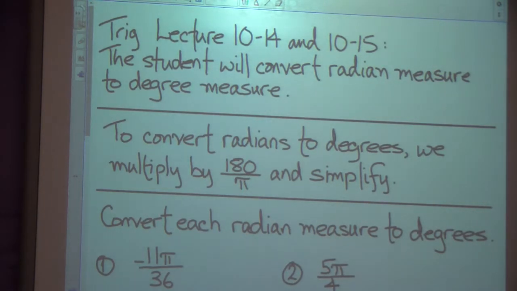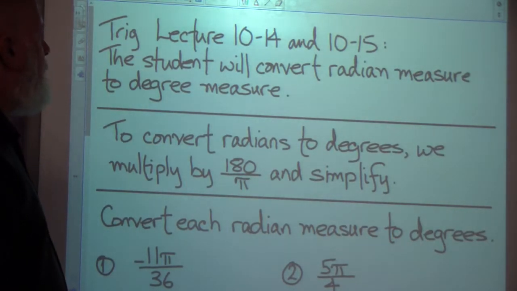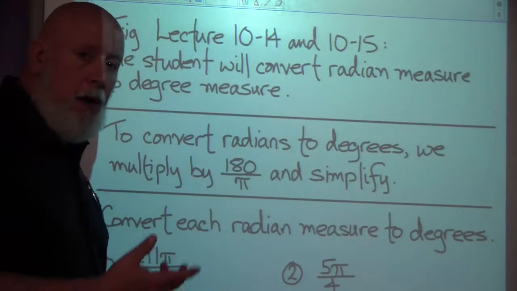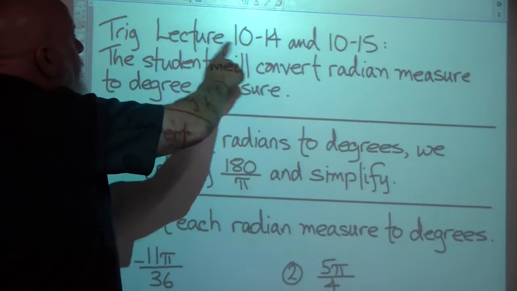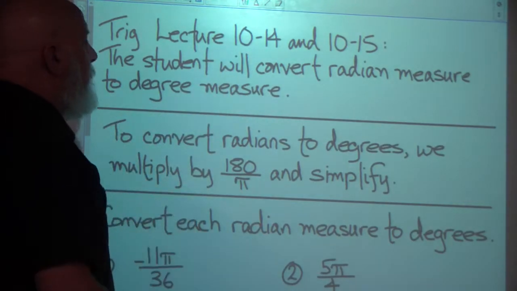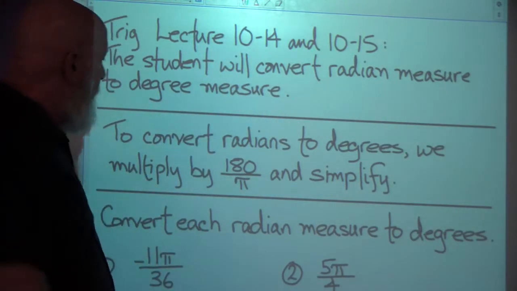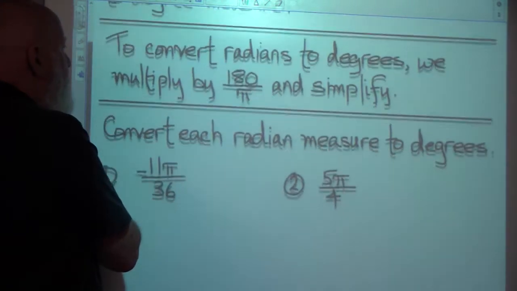This is Trig lecture 1014 and 1015. In our last lecture we converted degrees to radians, and today we're going to convert radians to degrees. So, Trig lecture 1014, 1015, the student will convert radian measure to degree measure. And here's the rule for doing that.